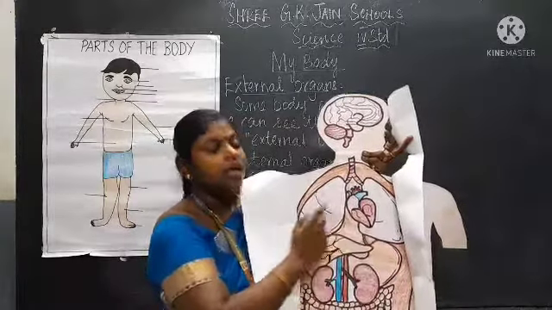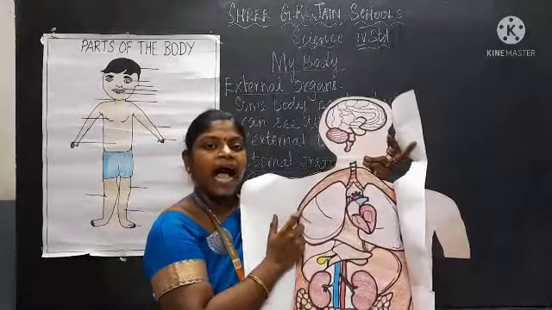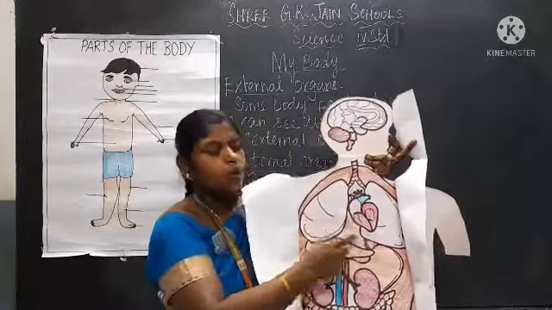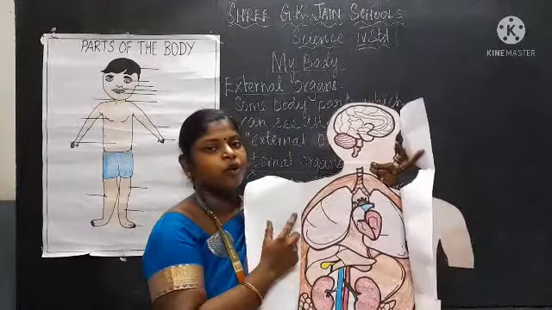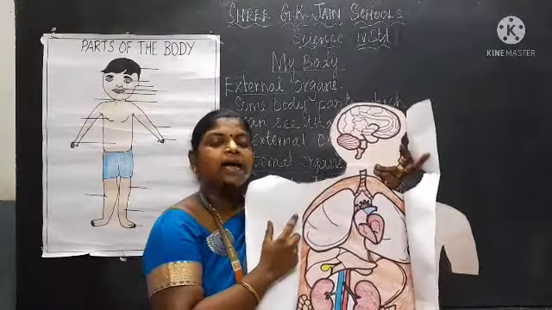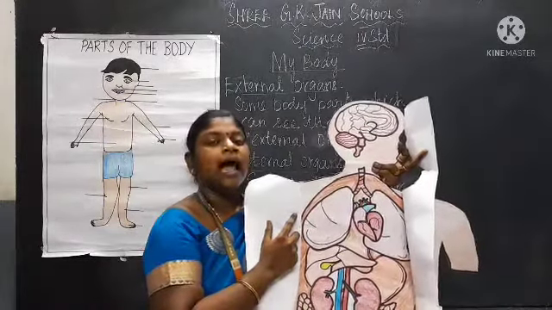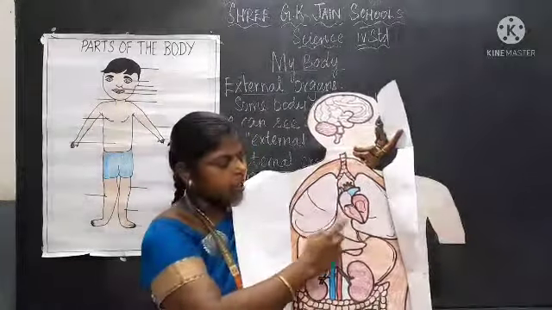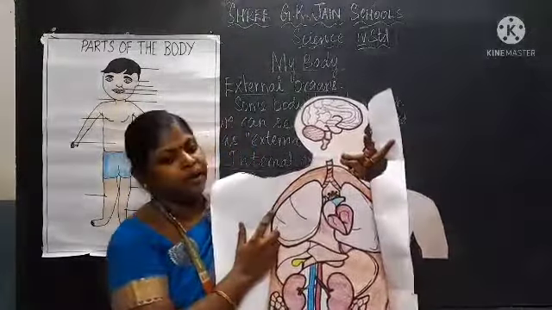Next one is the lungs. We have a pair of lungs. Pair means two lungs. So this is also called the respiratory organ of our body. We are taking the oxygen in and releasing the carbon dioxide, isn't it? This is the organ for breathing.